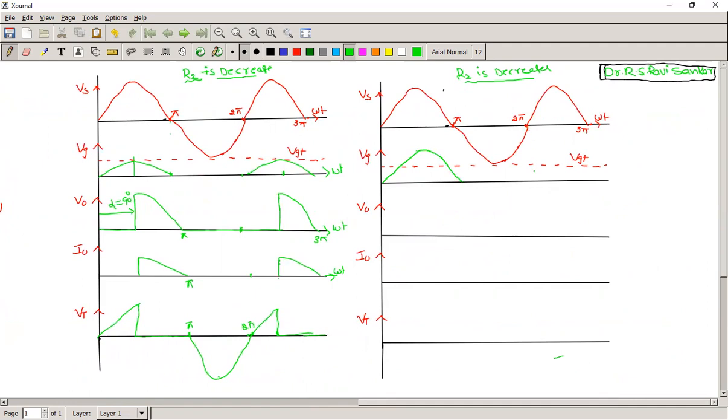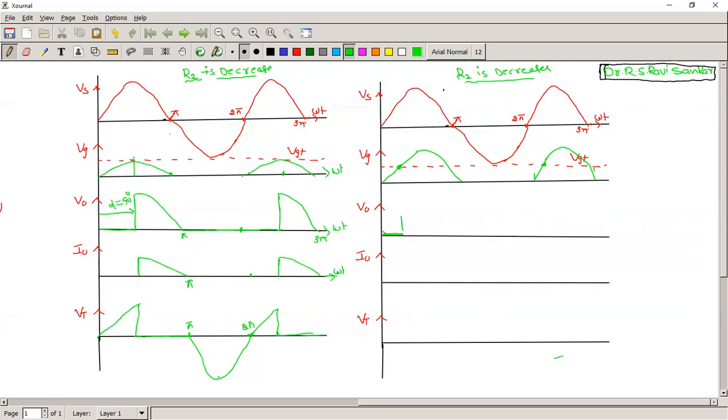Whenever the input voltage is positive, then only you can draw this waveform. This is the gate voltage, because R is very, very less. Now, this is the instant at which the gate voltage is equal to the gate trigger voltage. So up to this point, the SCR is in blocking state, so the output voltage becomes 0.